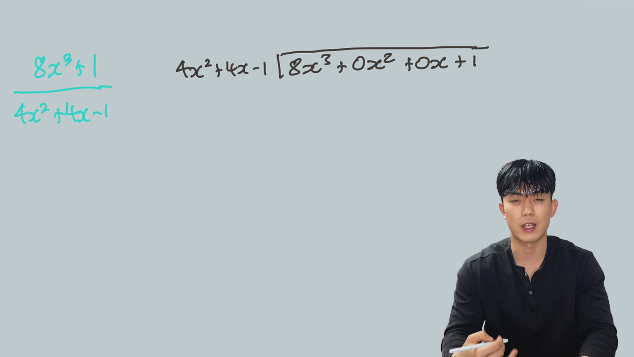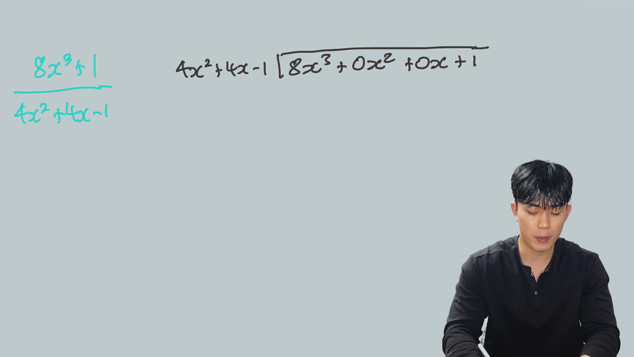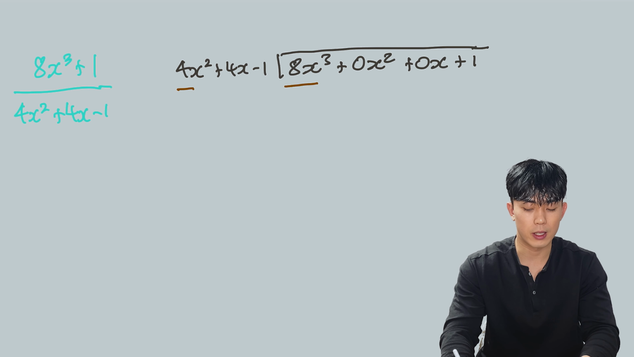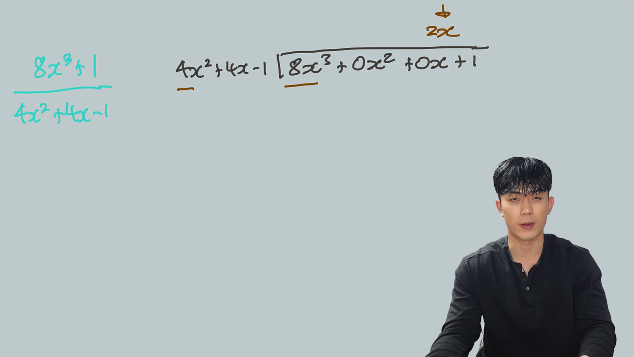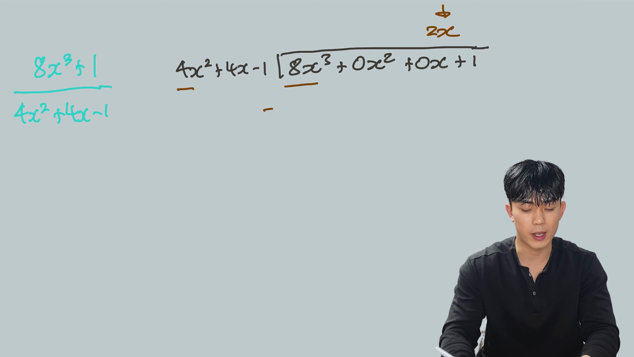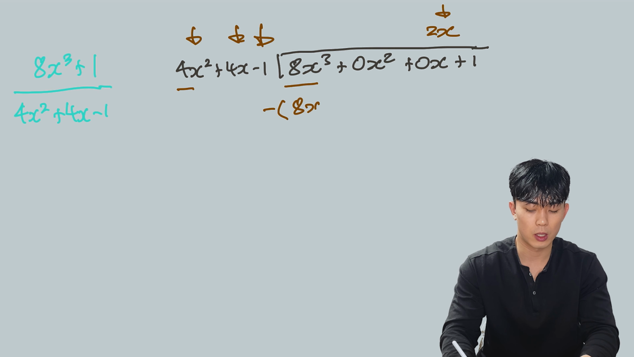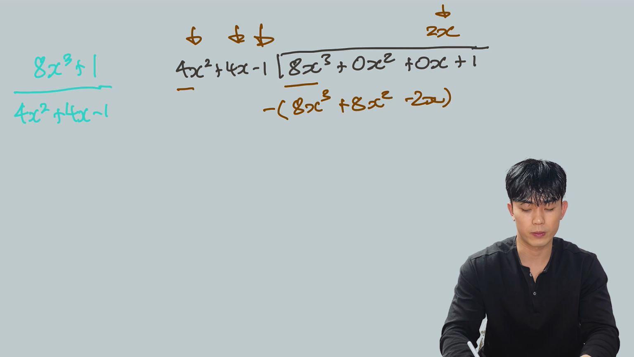So first things first is divide. We look at this first term here, and we say, what's 8x cubed divided by 4x squared? Well, that's just 2x. So I'm going to write the 2x in the x column, right? So there's 2x here. Now we minus, open bracket, and we multiply this 2x to each individual value here. So we'll get 8x cubed plus 8x squared minus 2x like this.